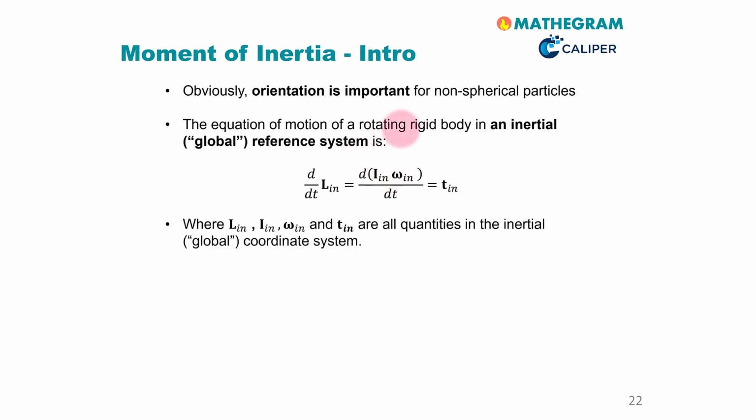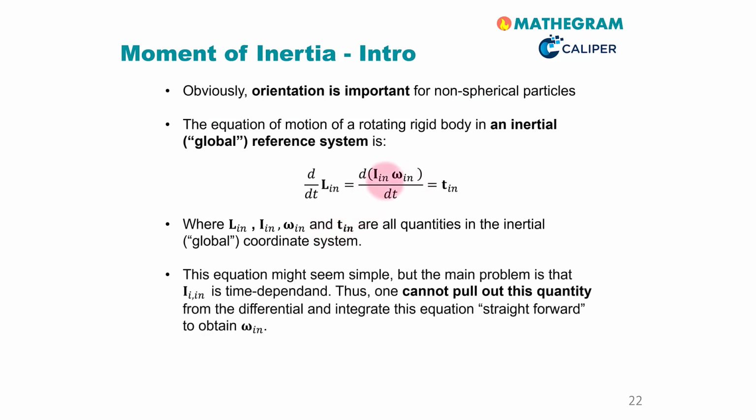So if we want to solve this equation, we can only solve for the time evolution of the total angular momentum, but not for this angular velocity omega in here. The core mathematical problem is that we cannot pull out this moment of inertia in the inertial global reference system from the differential. This does not allow for a straightforward integration of the equation to obtain this omega.